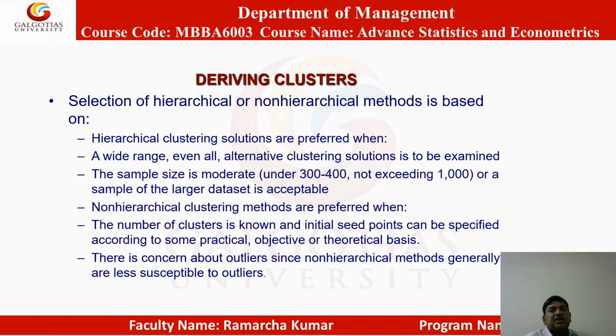Deriving clusters. The selection of a hierarchical or non-hierarchical method: hierarchical clustering solutions are preferred when a wide range, even all alternative clustering solutions, is to be examined, and the sample size is moderate, under 300 to 400, not exceeding 1000, or a sample of the larger data set is acceptable. Non-hierarchical clustering methods are preferred when the number of clusters is known and initial seed points can be specified according to some practical, objective, or theoretical basis, and there is concern about outliers, since non-hierarchical methods generally are less susceptible to outliers.